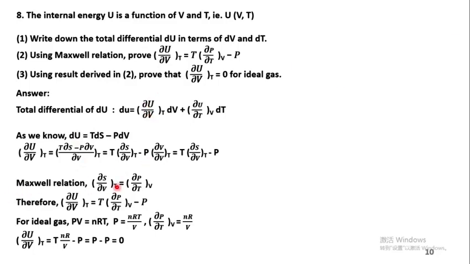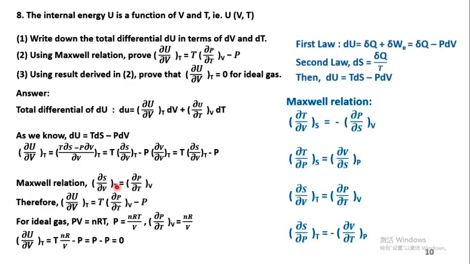Then we use the Maxwell relation. This is the proof process of dU equals this equation. This is one of the four equations in the Maxwell relations. So we have this one. After using the Maxwell relation, we have this one. And for the third small question, we have to use the perfect gas equation, PV equals nRT. So we have this one. Finally, we have this one equals 0.